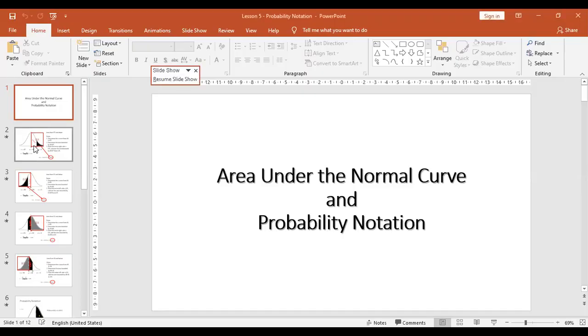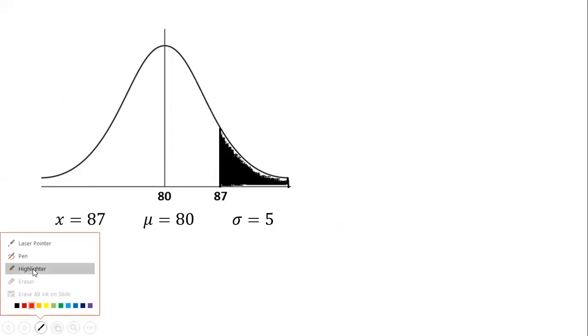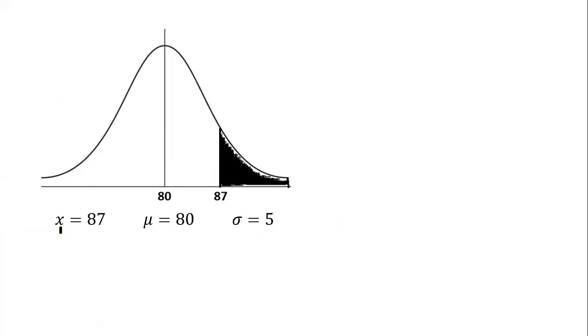So I'll just share my screen first. Okay? So diretso po tayo dito. So let's say you have this given diagram, a normal curve wherein it is said that the mean is 80 and the standard deviation is 5. And our x is 87. However, the graph tells us that we are after the area from 87 and above. So we are asked to get the probability from 87 above.